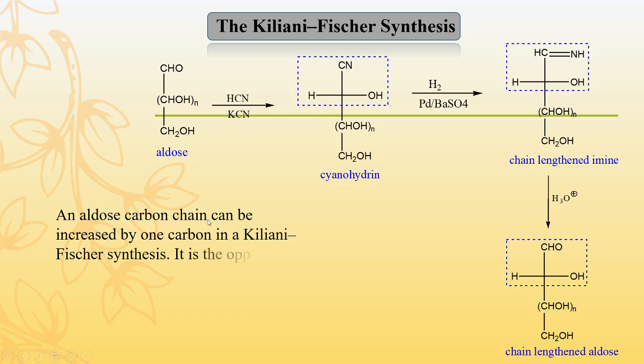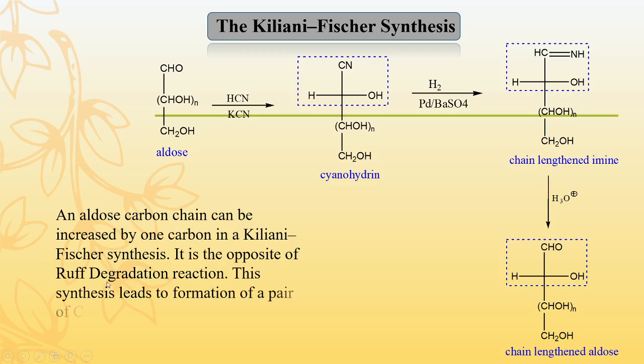An aldose carbon chain can be increased by 1 carbon atom in the Kiliani-Fischer synthesis. It is the opposite of the Ruff degradation reaction. The synthesis leads to the formation of a pair of C2 epimers. So why can this form the pair of epimers? Because in the first step, when we add the cyanide to this aldehydic molecule, this is the planar structure of the carbonyl group. Therefore, the incoming nucleophile can attack from both sides. Hence, we got the two epimers as a product.